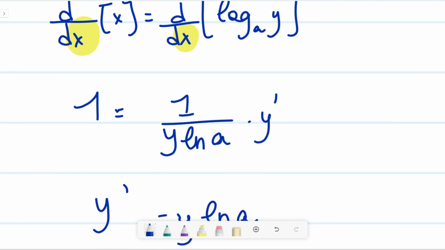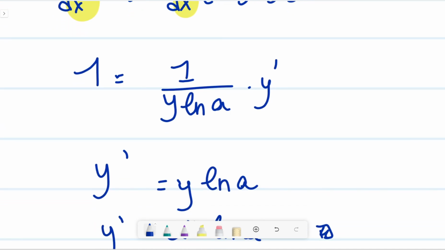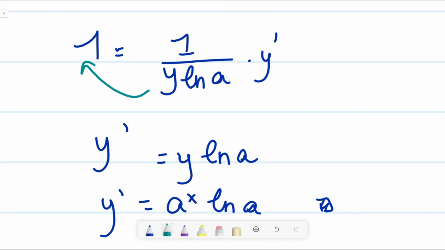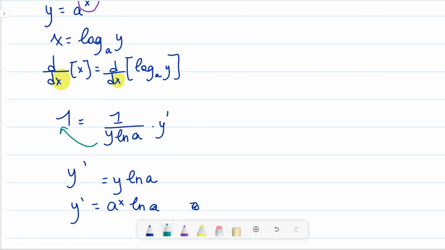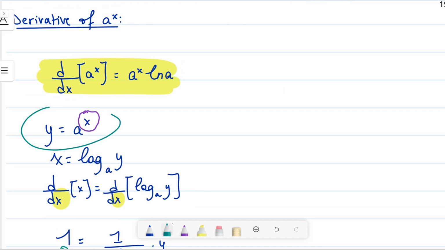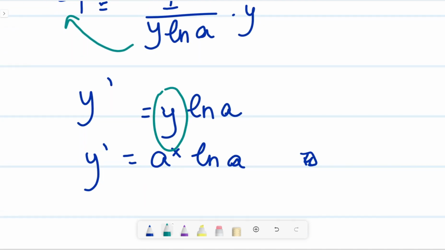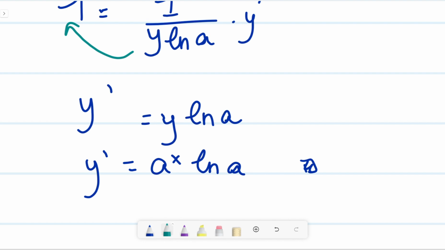And now we solve for y prime. y prime is equal to y ln a because y ln a is multiplied by 1. And then what do we know about y? y is equal to a to the power of x. So instead of y here, I write a to the power of x. So I get the derivative of y is a to the power of x times ln of a.